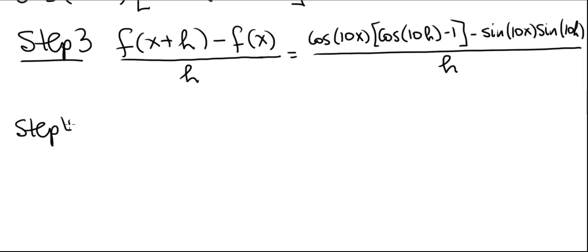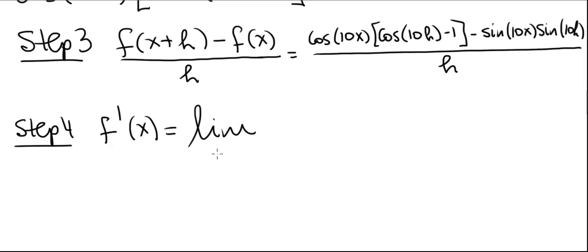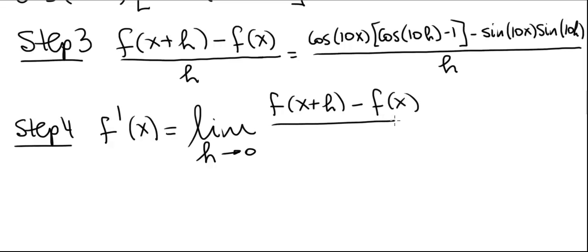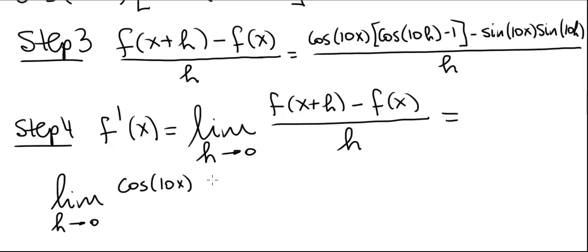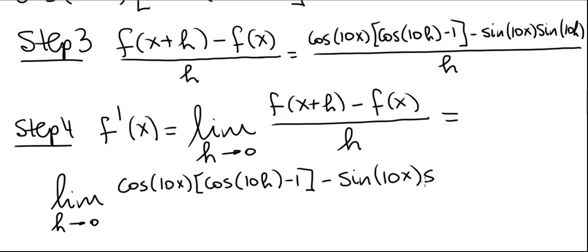So step 4, we're now ready to find the derivative. f prime of x is equal to the limit as h approaches 0 of f of x plus h minus f of x divided by h, and this is equal to the limit as h approaches 0 of cosine of 10x times cosine of 10h minus 1, minus sine of 10x times sine of 10h, divided by h.